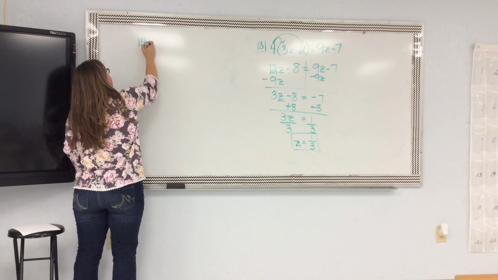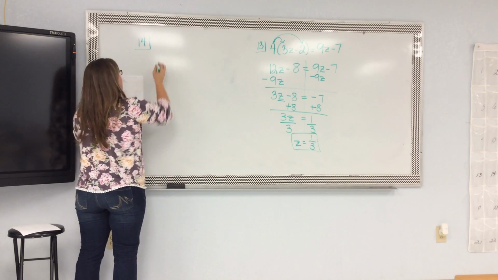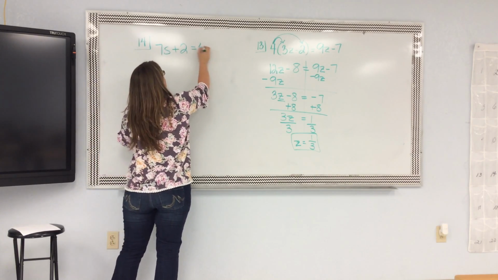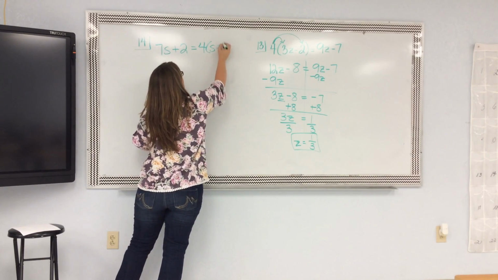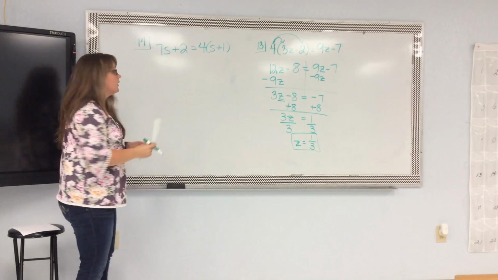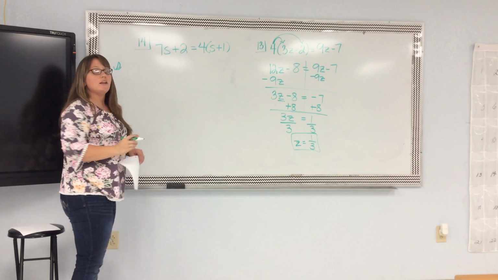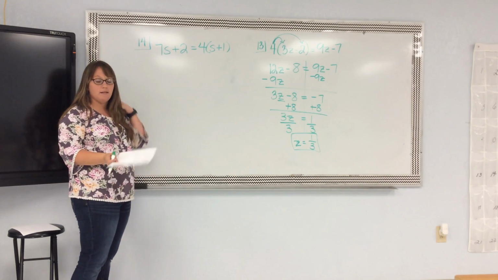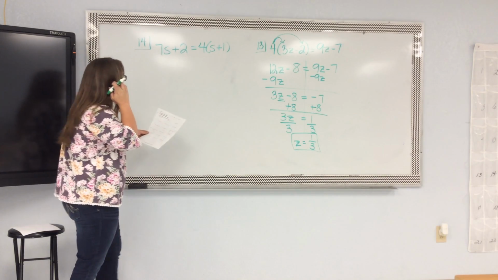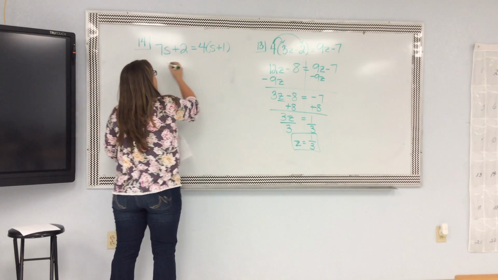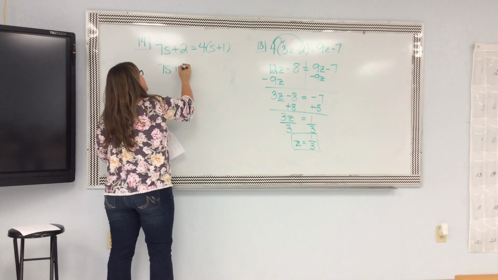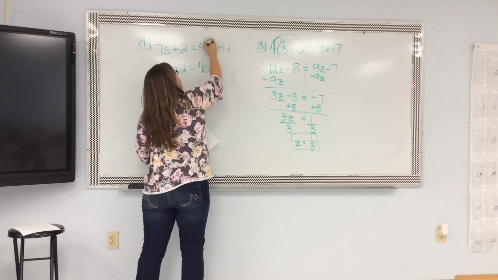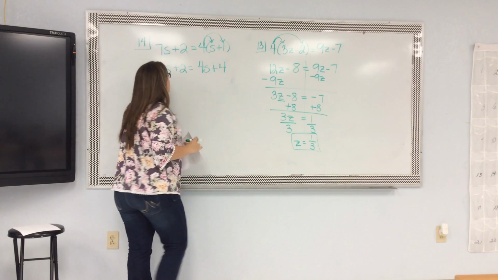Number 14. 7s plus 2 equals 4, parentheses, s plus 1. If your s's start to look like 5s, you may want to write them as a cursive s. You may want to change them to x's for the problem. I'm okay with that. So, I have parentheses on this side, so I'm going to distribute that 4 out. The 7s plus 2 stays the same. 4 times s becomes 4s plus 4 times 1 becomes 4.